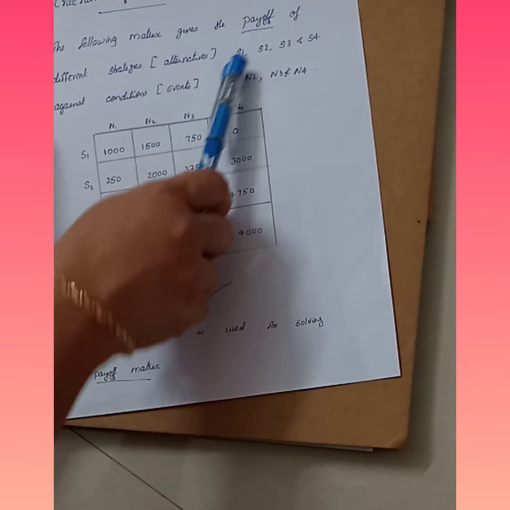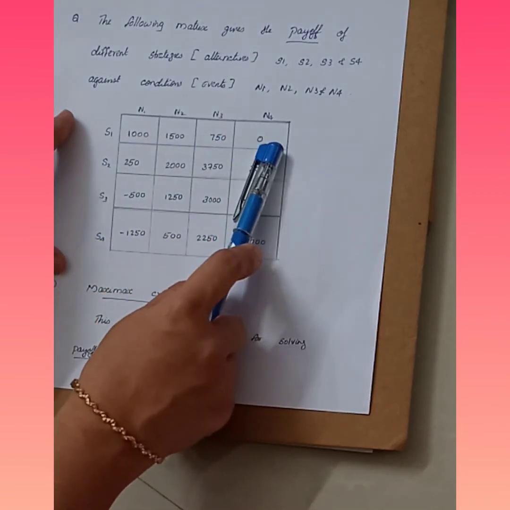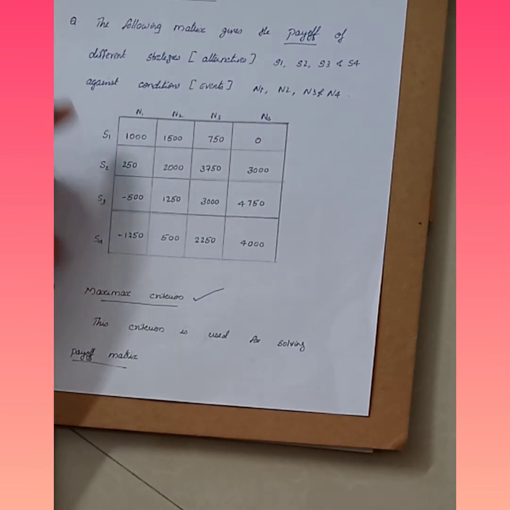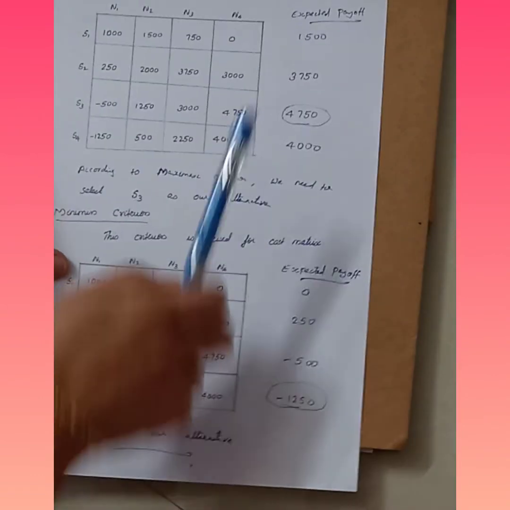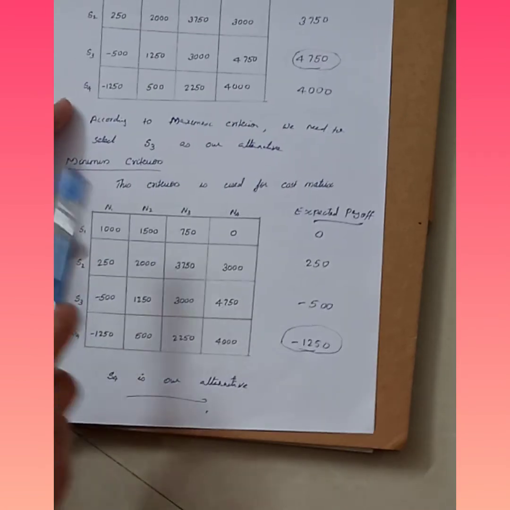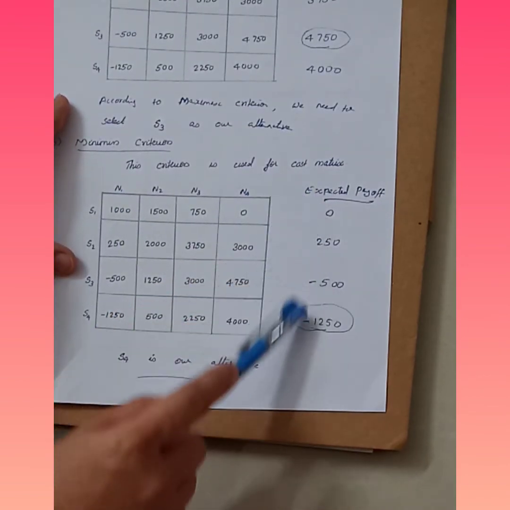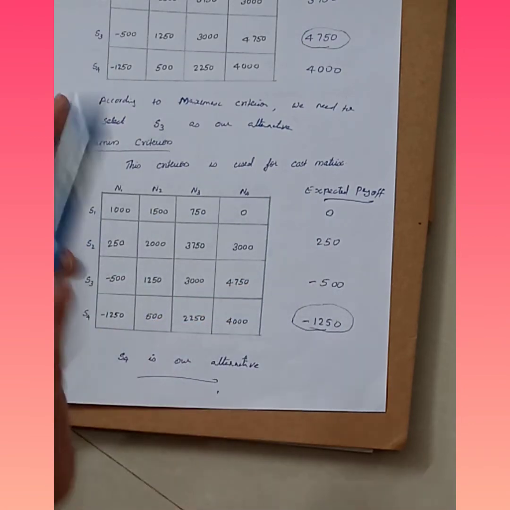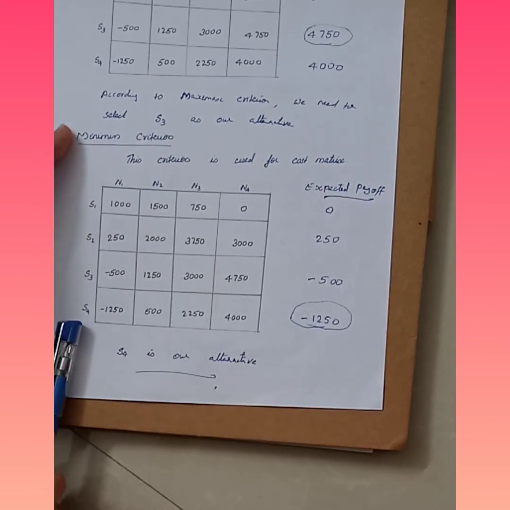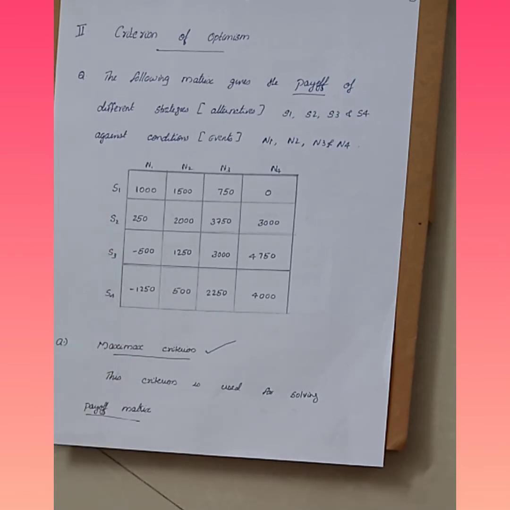Since this is a payoff matrix, the Maximax criterion is the one we need to select. In the Maximax criterion, first we find the maximum value for each strategy. Out of that, the greatest value is selected, and the strategy corresponding to that maximum value is chosen. Here the maximum value is 4750, which corresponds to S3, so our strategy is S3. If it was a cost matrix, then we have to select the mini-min criterion. In the mini-min criterion, you consider the minimum value for each strategy, and out of those, the lowest value is considered. Here the lowest value is minus 1250, corresponding to S4, so we select S4 as our alternative. Hope you have understood this criterion, that is the criterion of optimism. Thank you.